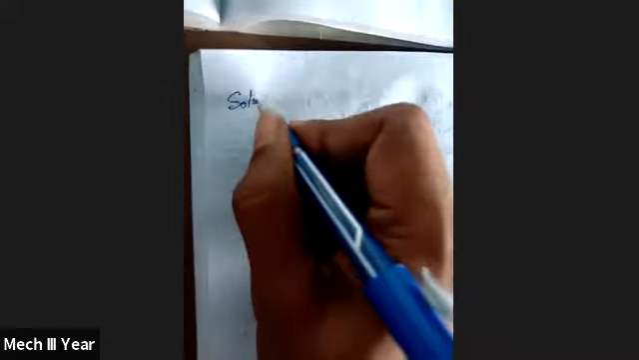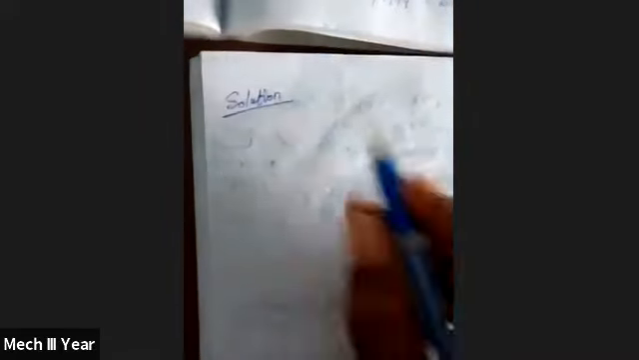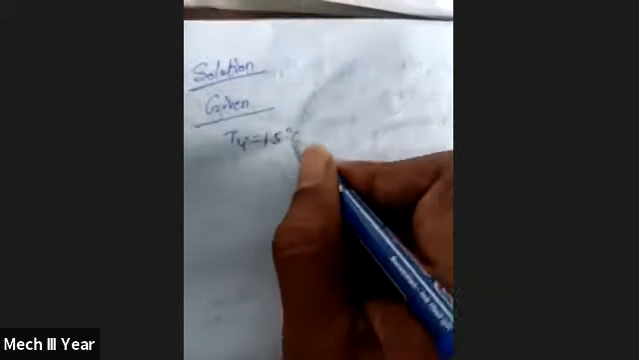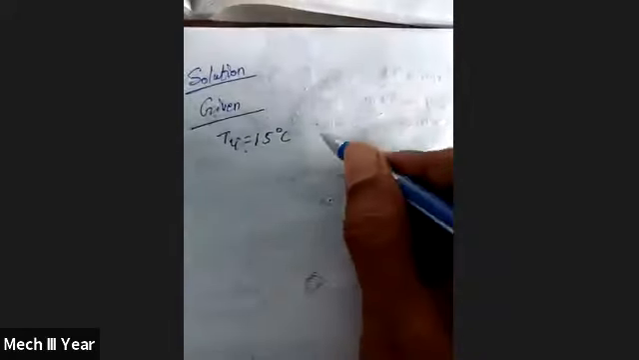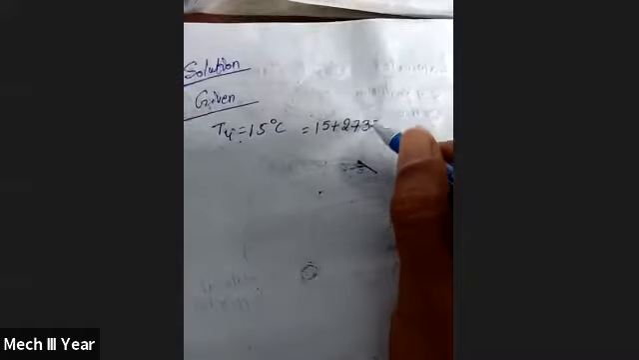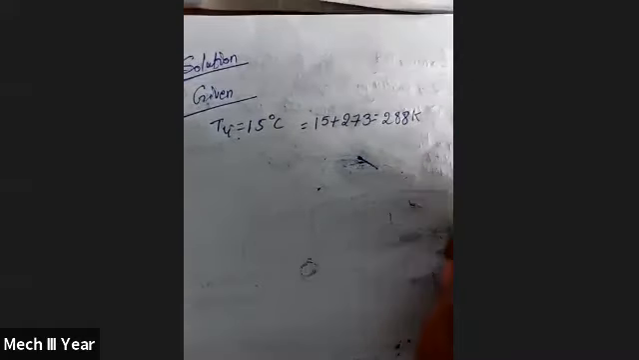Right, now see my notebook, how to solve this problem. Solution. I'm going to write the given data first. So I take 15 degrees Celsius as given. That we take as T4, because it is at the turbine outlet. Then that is equal to 15 plus 273, totally we'll get 288 Kelvin.